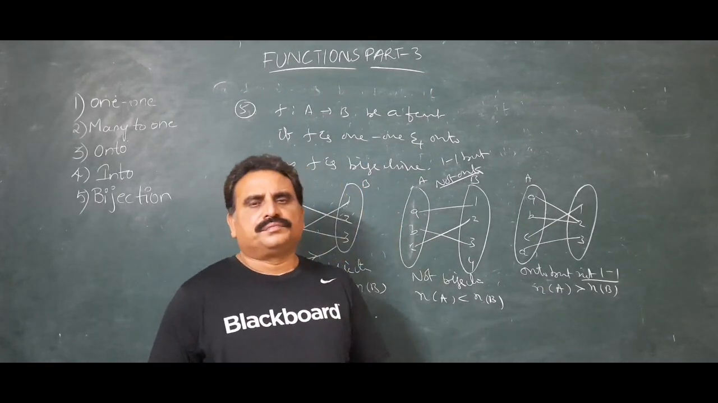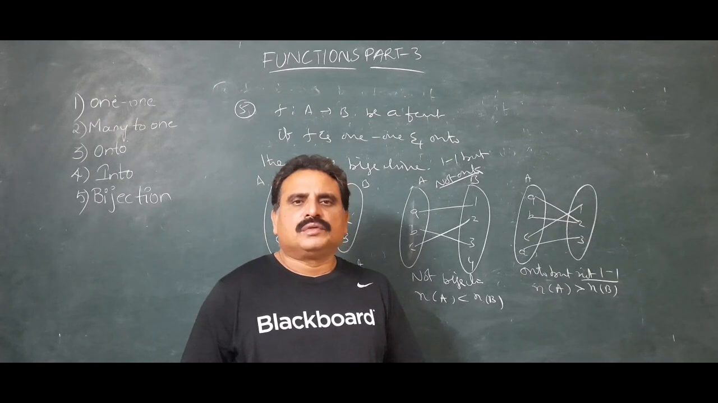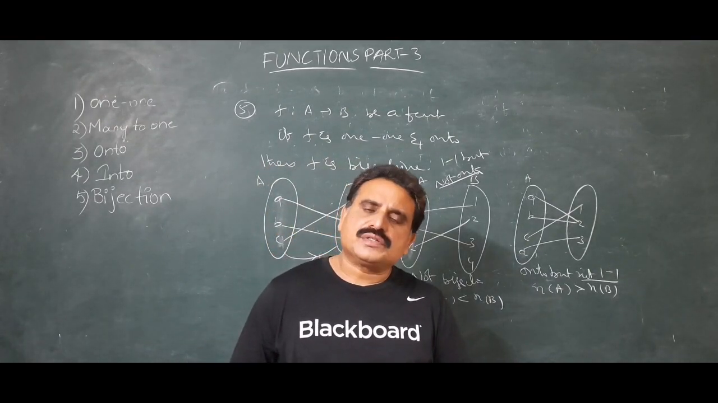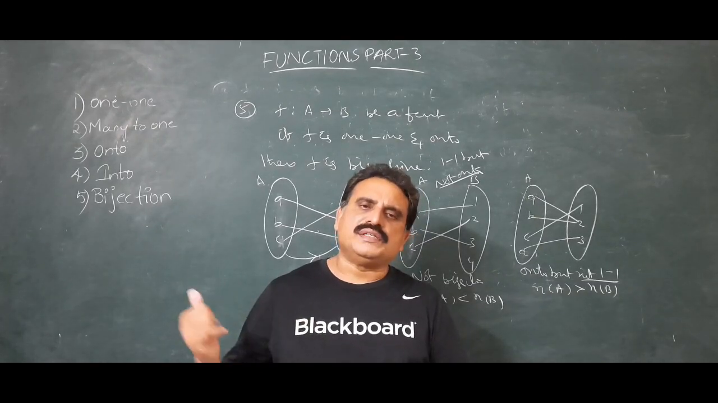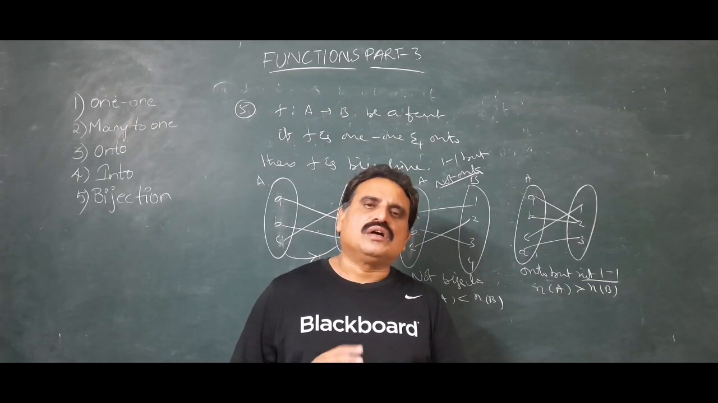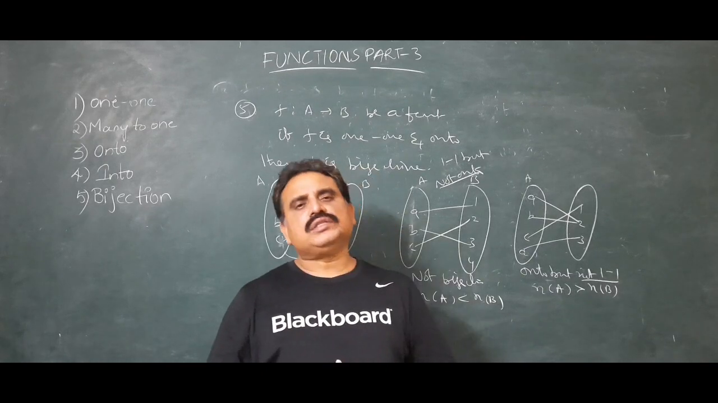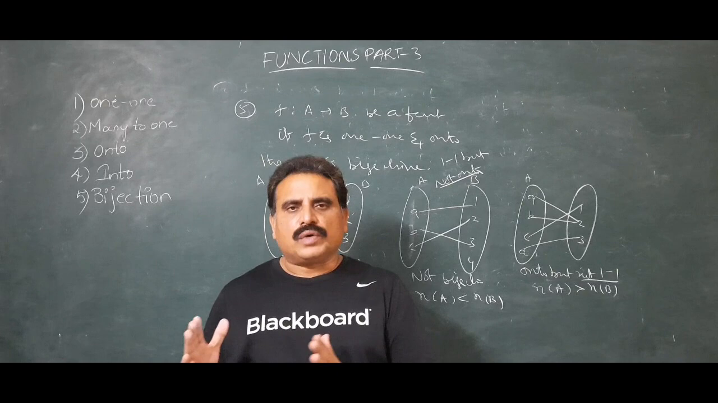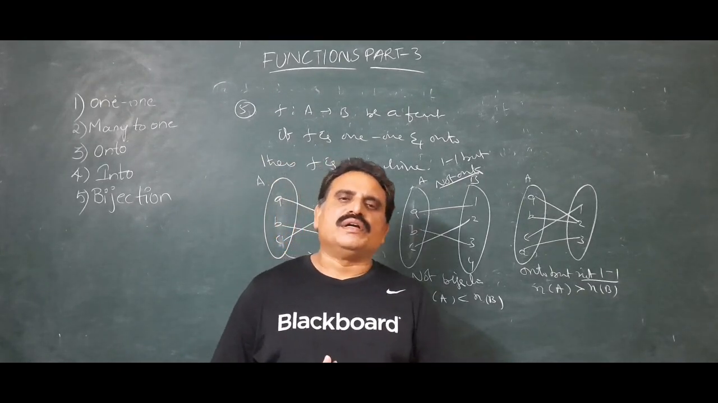Thank you, my dear students. This is part 3 video. In the next video, we discuss the analytical definitions of 1-1, onto, bijective, as well as the graphical definition. By using the graph, how to decide whether the function is 1-1, onto, or bijective.